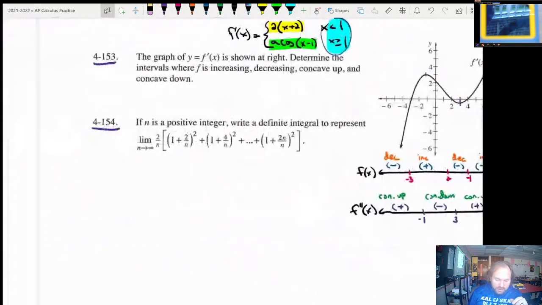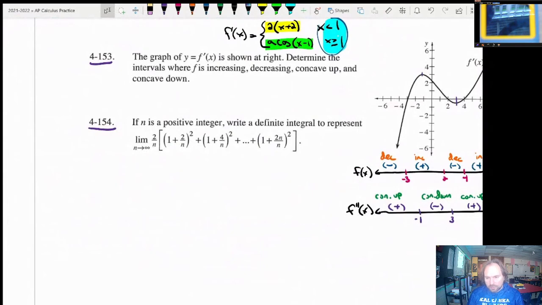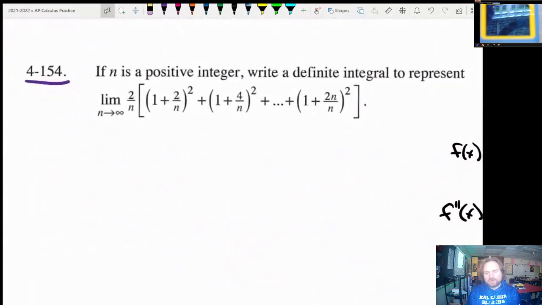The last question we're going to look at is kind of a bonus question. I'm not super worried about this one. This is not how it would show up on your AP test, but I'm just going to go ahead and walk you through how you can get the answer to this one. This is asking you to take this limit statement and write an integral, essentially.